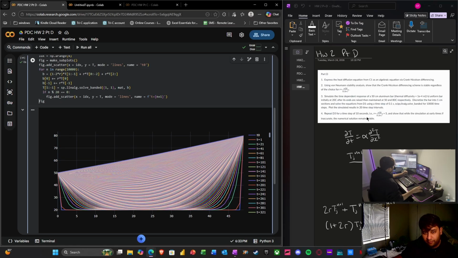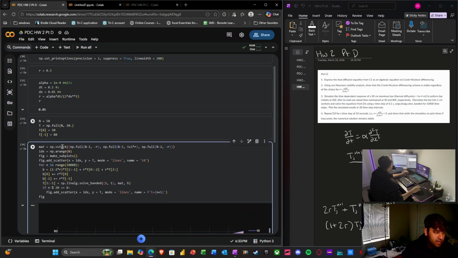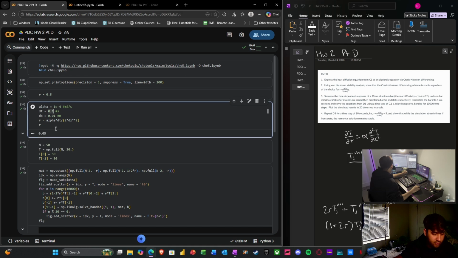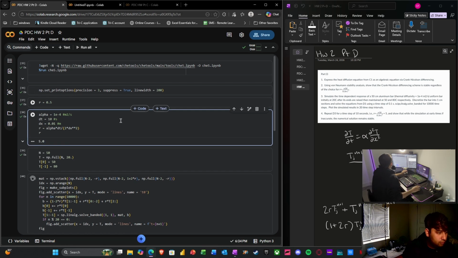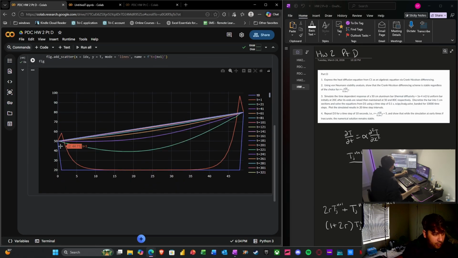However, for our final step, we want to make our time step 10 seconds to show that while the simulation at early times is inaccurate, the numerical solution remains stable. So let's go ahead and change this to 10. And as you can see, we have those inaccuracies right here. However, we do have that linear plot. So this goes to show our numerical solution does remain stable, even though we have these few inaccuracies within our plot.